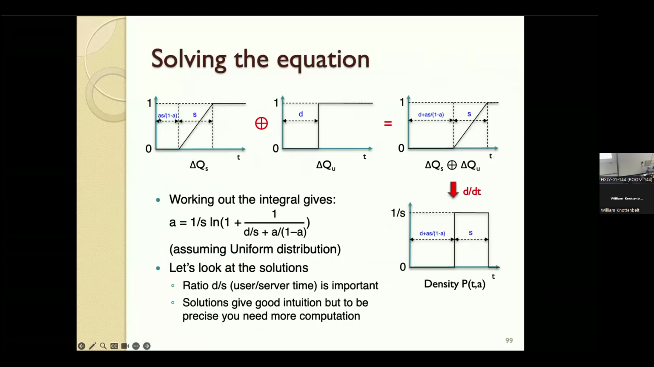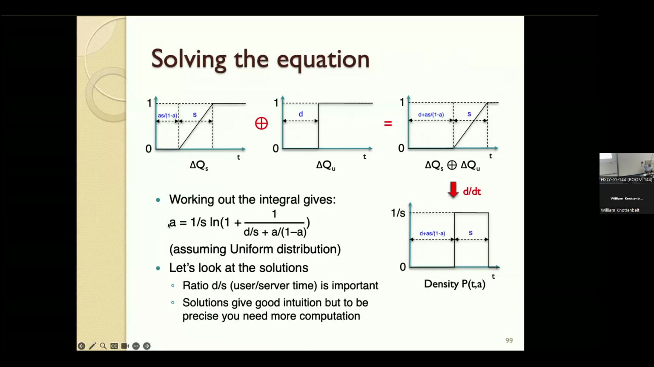So the load A, when it gets very close to 0, this number gets smaller, and the service time is a constant. That's the delta QS. For the user time, we'll assume the user always thinks the same number of seconds. So we take the convolution of these two, but since this is a step function, it's just shifting, and then we take the derivative, which gives this density. You can see this function here. It starts at d plus s over 1 minus A, and it has a width of s. And we solve this integral equation, which I have done.